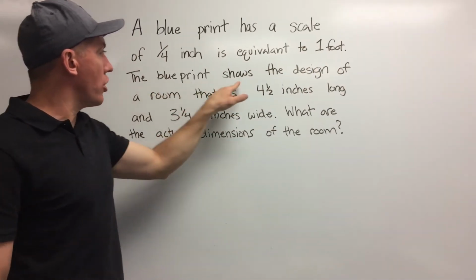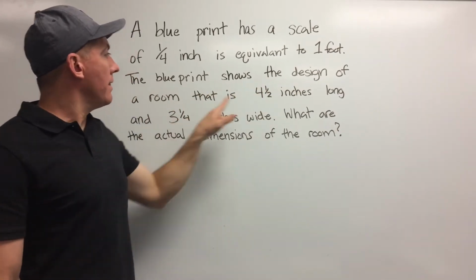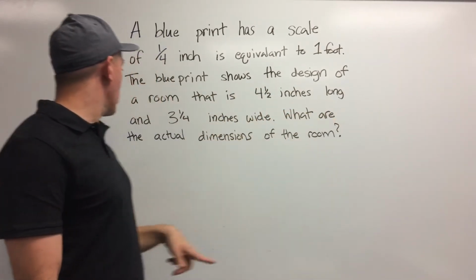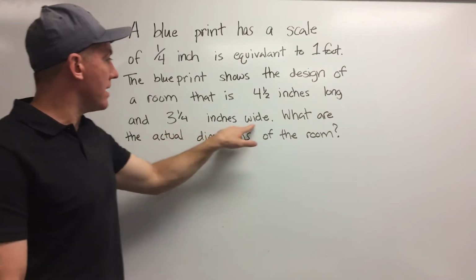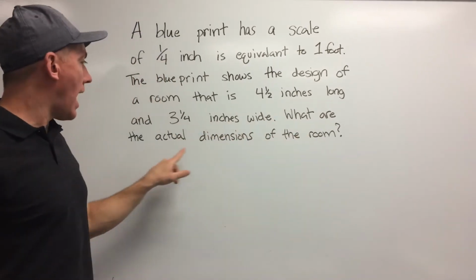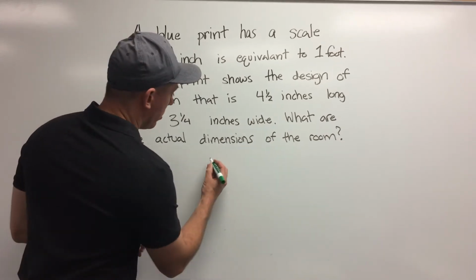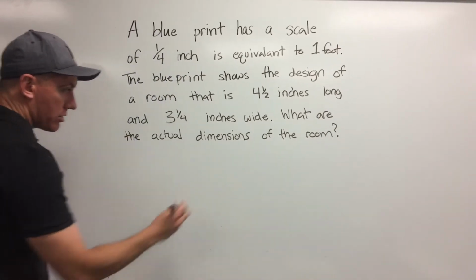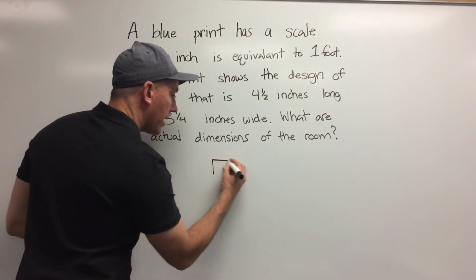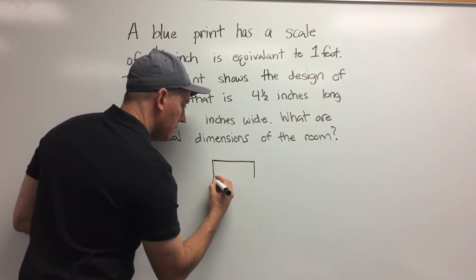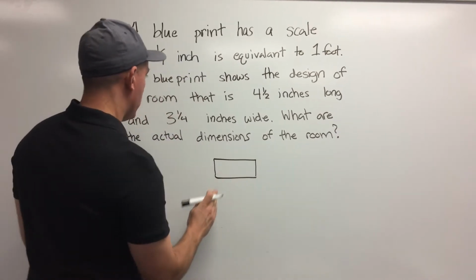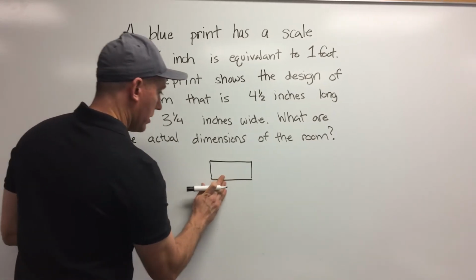The blueprint shows the design of a room that is 4.5 inches long and 3.5 inches wide. What are the actual dimensions of the room? So it looks like this room is a rectangle. Let's draw it in black here so that we can have a little idea of what it looks like.